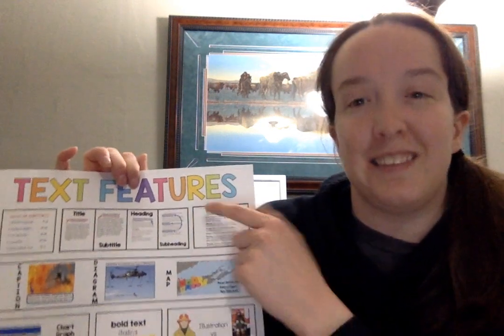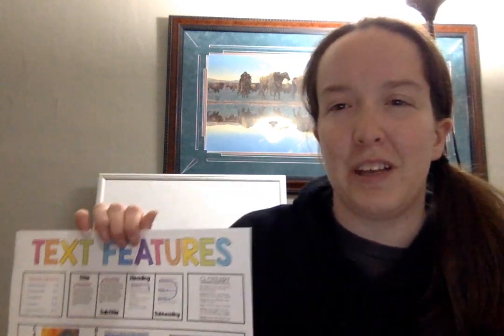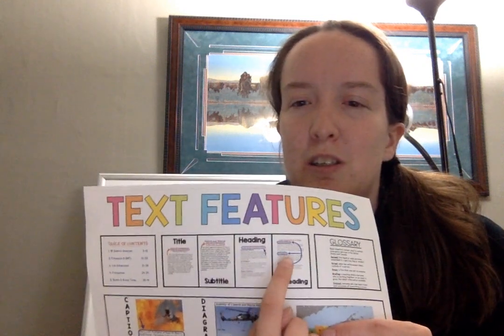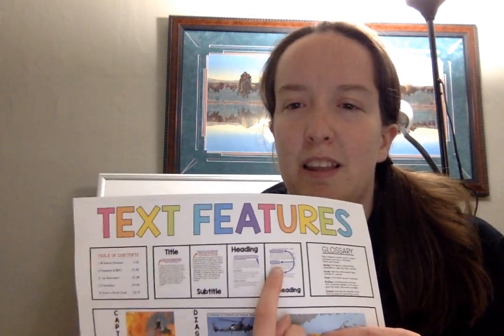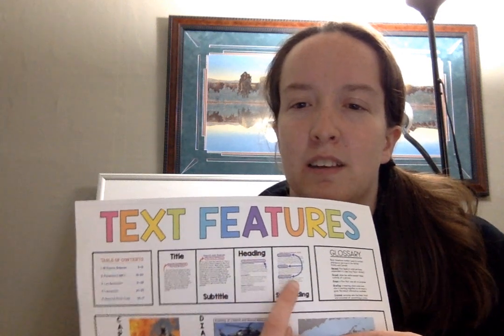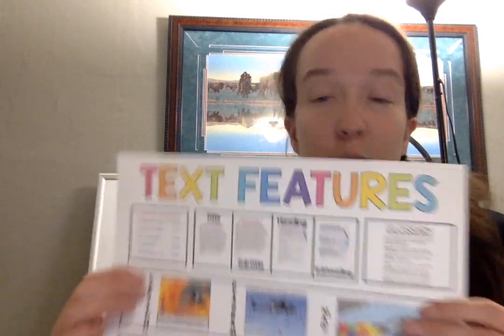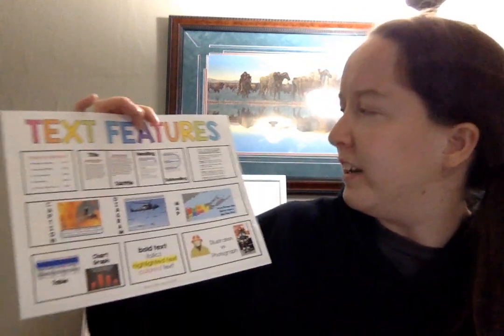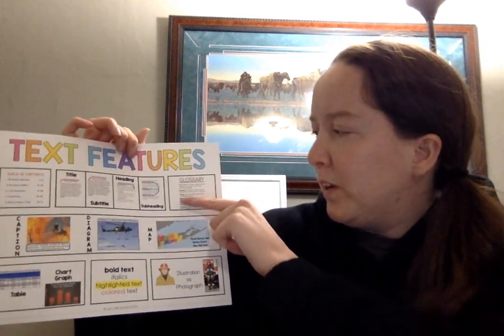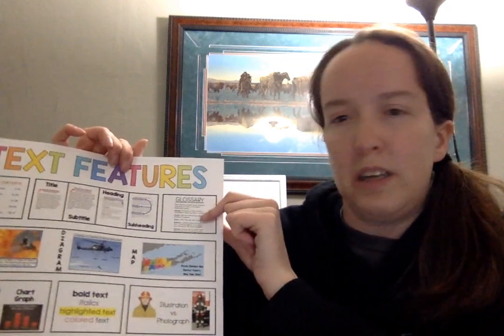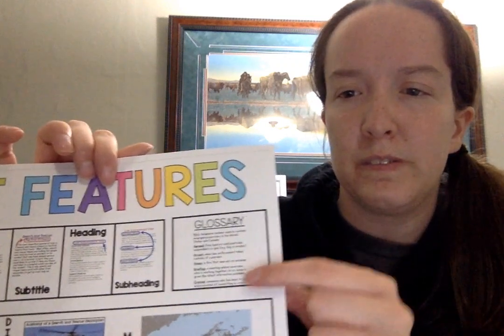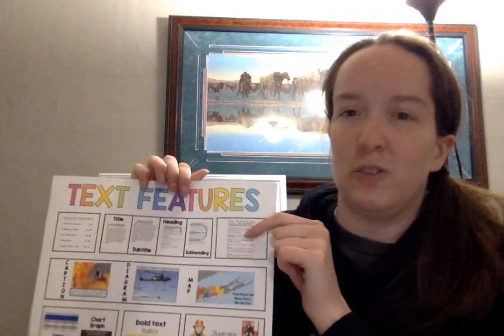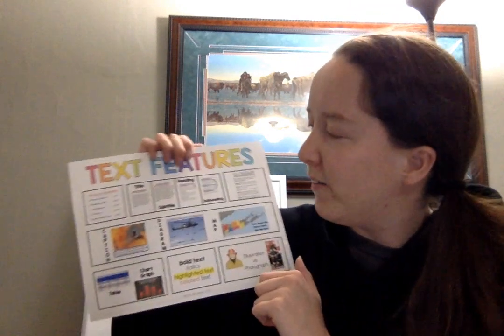Then the next one, yes, is a subheading. What do you think a subheading is? Yep, it's a smaller, more descriptive heading that goes on with the heading. And then someone mentioned a glossary earlier. So this is a glossary, and what is a glossary? Yep, it defines a bunch of the vocabulary words. It gives you a short definition of all of the words. But we also use our context clues to find out what those meanings are.